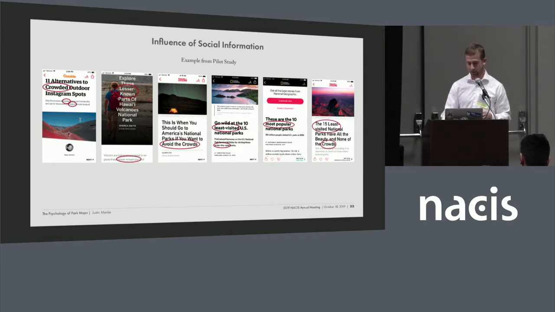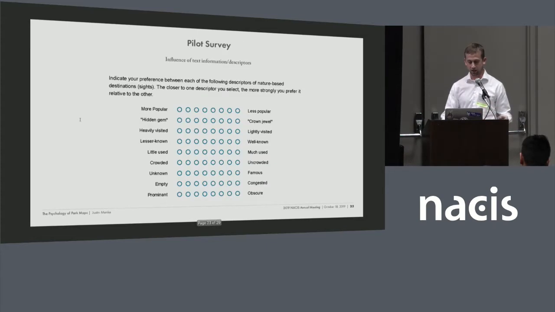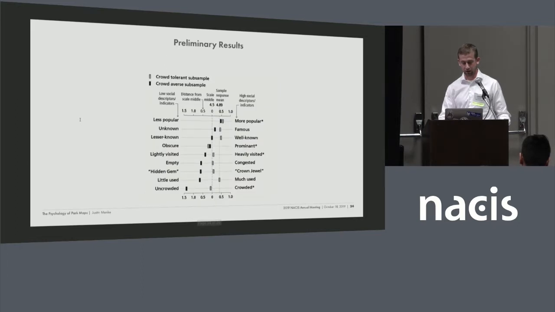They're all getting at a similar thing, but they have a different feel. And so what I wondered is, what do these words mean to people? How is it framing the sites? I asked them in an online distributed survey, without any other information, what do you prefer? A place that is more popular, less popular, heavily visited, lightly visited, lesser known, well known, crowded, uncrowded, and so on. And I got what I think are some pretty interesting results.